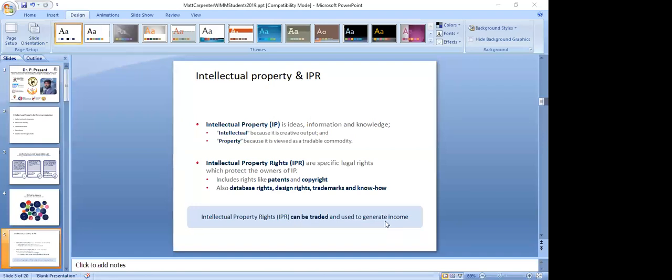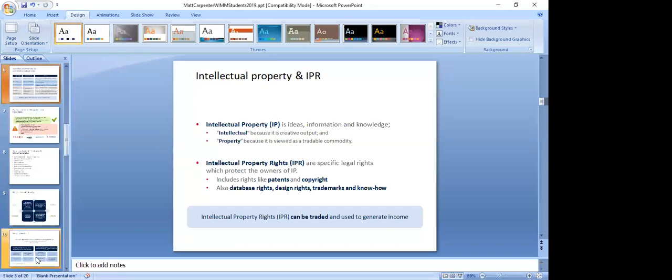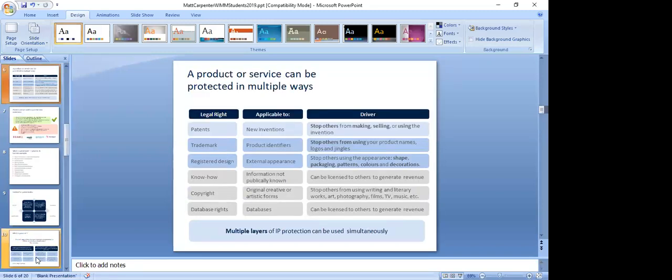You can sell that product. You can take the different category levels also. You can sell that, you can do everything. So the product or service can be protected in multiple ways. The legal right is the patent, applicable to new innovations or new ideas, which stops others from making, selling, or using the invention.